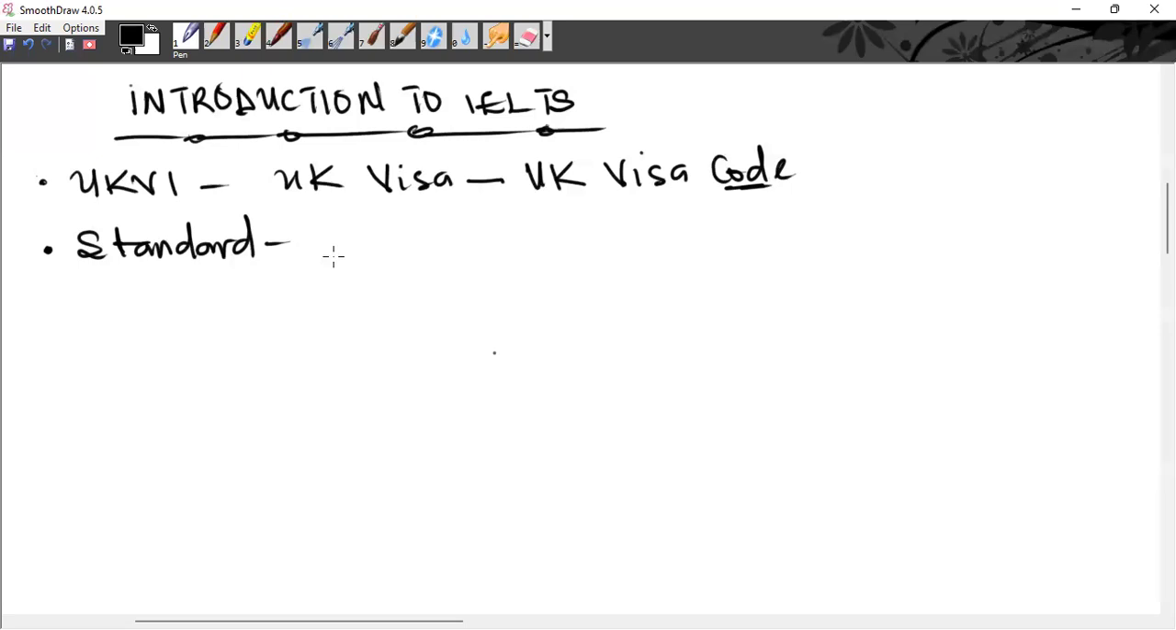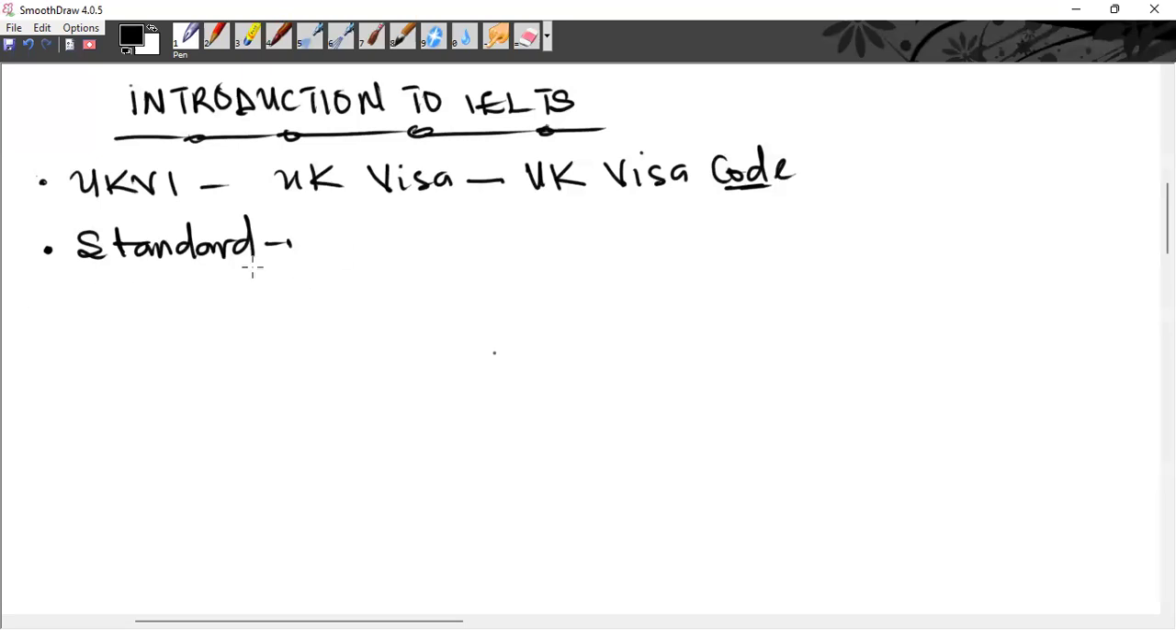Unless the UK is out of the equation. If the UK is not one of the countries you want to travel to, then you can take the standard. For instance, if you want to go to Canada, Australia, New Zealand, or any English-speaking country, or you're going to do further studies outside the UK, the English requirement is the IELTS.